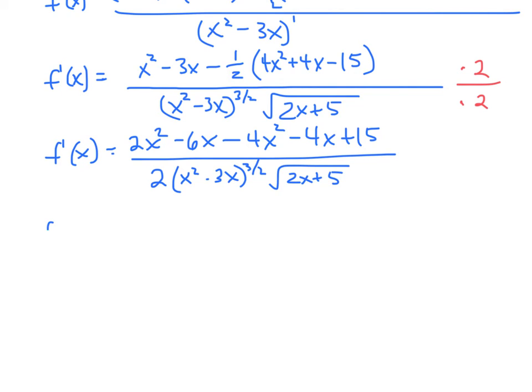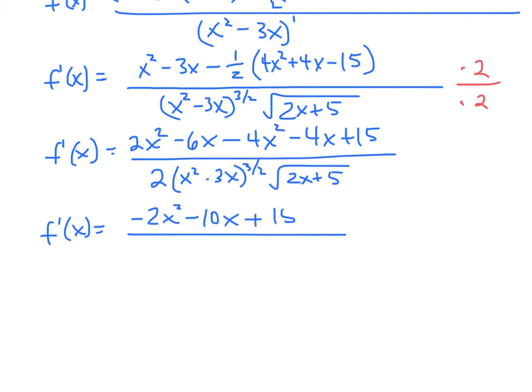So f prime of x is equal to, in the numerator I can combine like terms, and I get negative 2x squared minus 10x plus 15. And in the denominator I have the 2. I'm going to write this as a radical, so that would be the square root of (x squared minus 3x) all cubed times the square root of 2x plus 5. And that, I believe, was the exact same answer as we ended up with last time.